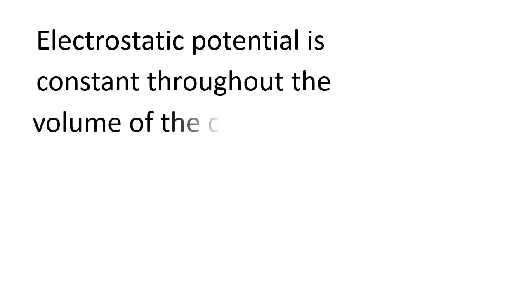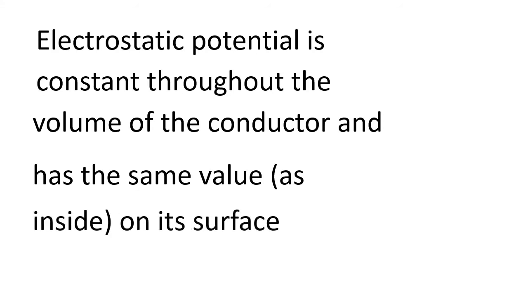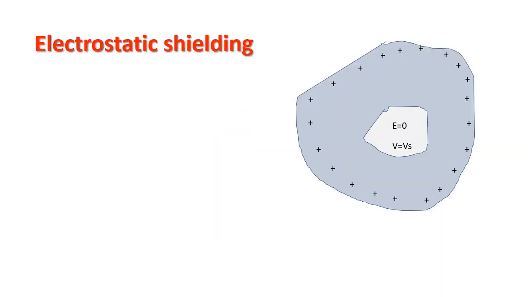Since the charge is distributed all over the surface of the conductor, electrostatic potential is constant throughout the volume of the conductor and has the same value as on its surface. Electric field at the surface of a charged conductor is given by the equation E = sigma by epsilon 0, where sigma is the charge density on the surface of the conductor.